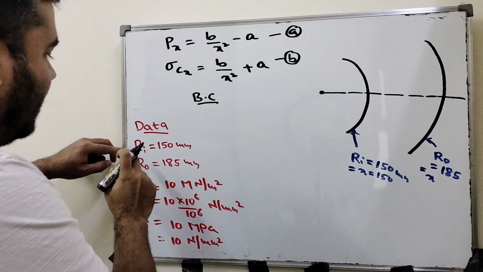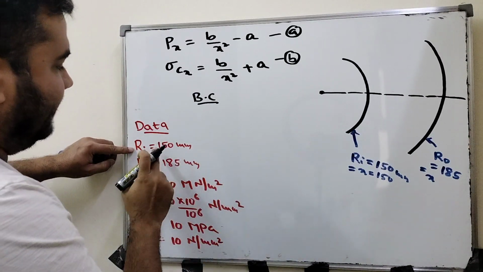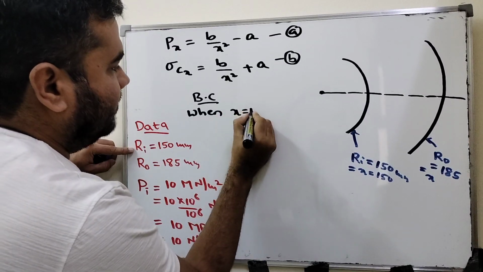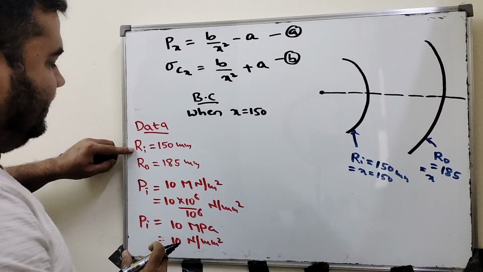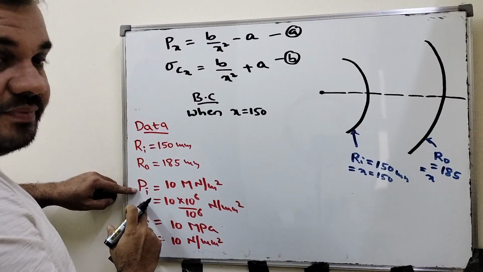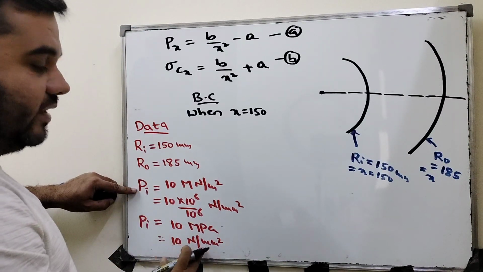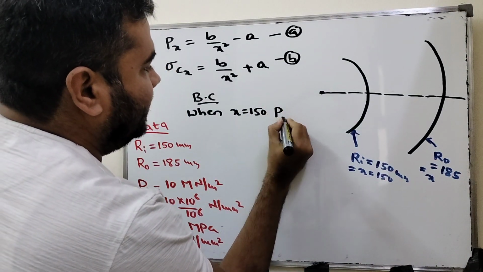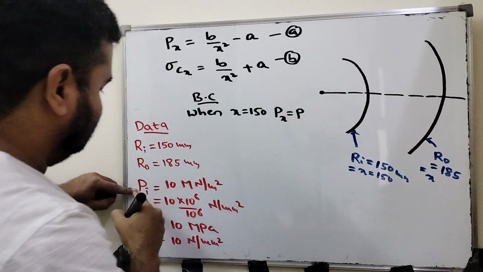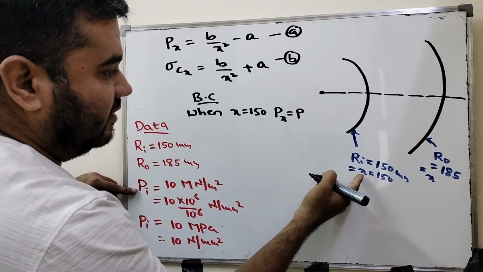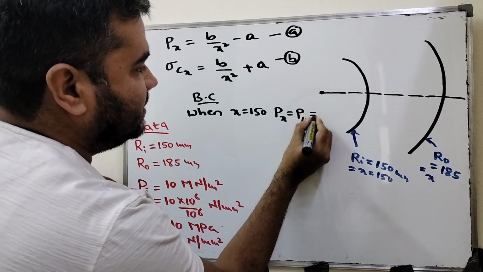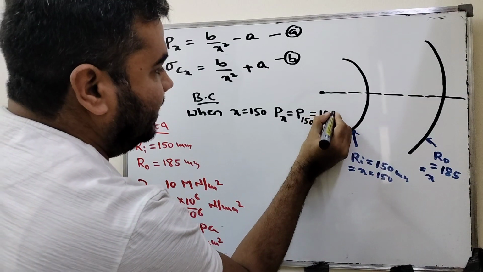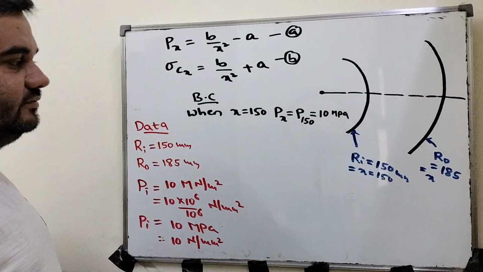Okay, when x equal to 150 mm, at a distance x equal to 150, what is the pressure here? That is Pi equal to 10 Newton per mm square. That is Px equal to P of 150. Pressure at 150 mm is given, the inner pressure, that is 10 MPa. This is one boundary condition.